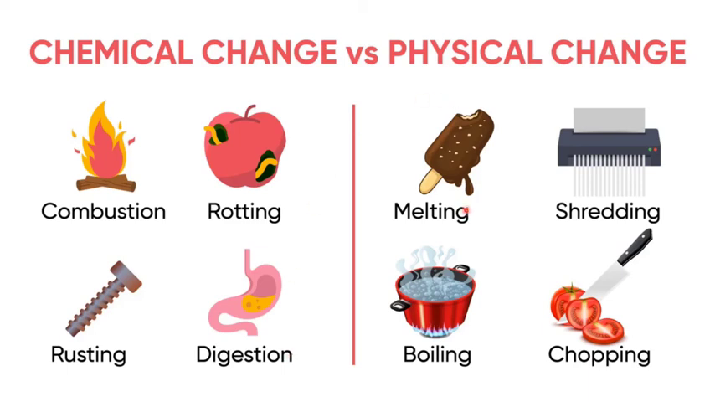On the other hand, melting of an ice cream. So as I told you, the change of the state is a physical change. So melting of an ice cream is also a physical change. Or shredding up of a paper, because before also it was a paper and after shredding also it remains a paper. Boiling of water, here again the state is changing from liquid to gaseous, and the chopping of any fruit or vegetable is also a physical change because the identity has remained the same.